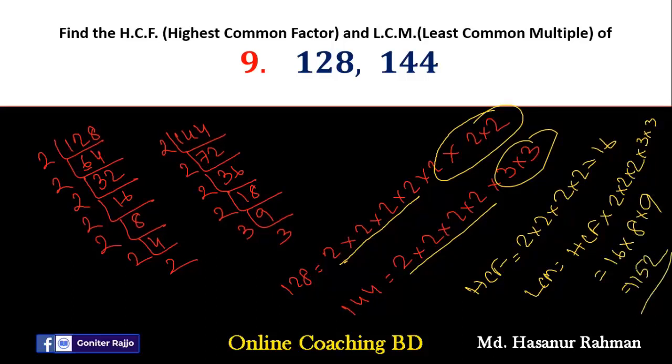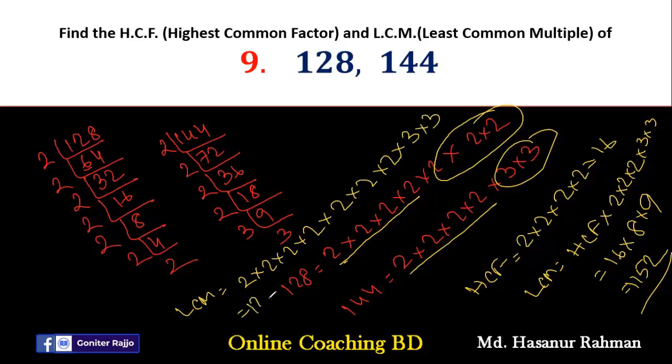Very simple. Again, if you want to find it in another way, LCM should be, here look at this. How many 2s are there? Seven 2s. That is the maximum number of 2s. So we can take the maximum 2s, 7 of them, multiplied by 3 into 3. This seven 2s represents 128, multiplied by 3 into 3, that is 9. So if you multiply 128 by 9, we get 1152. And that is the solution of number 9.